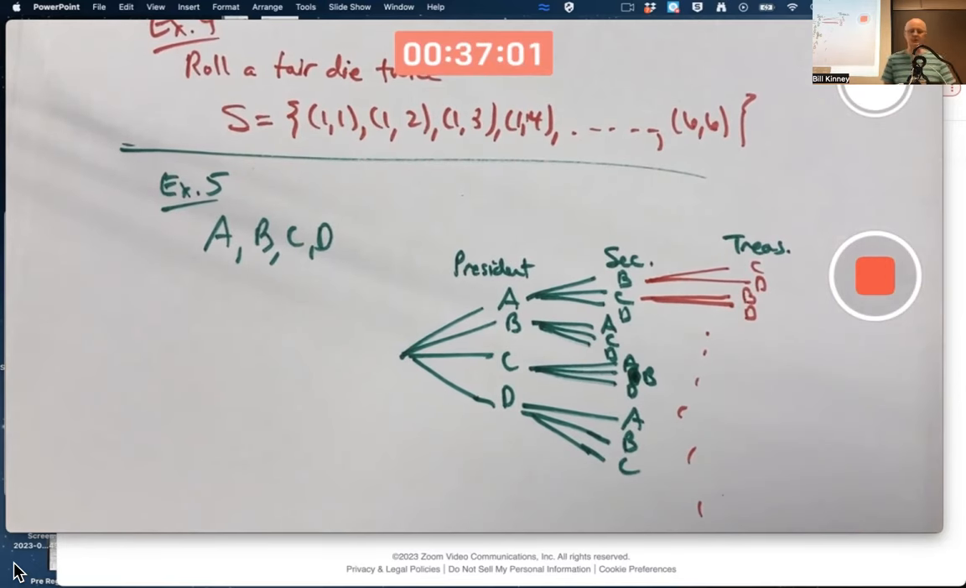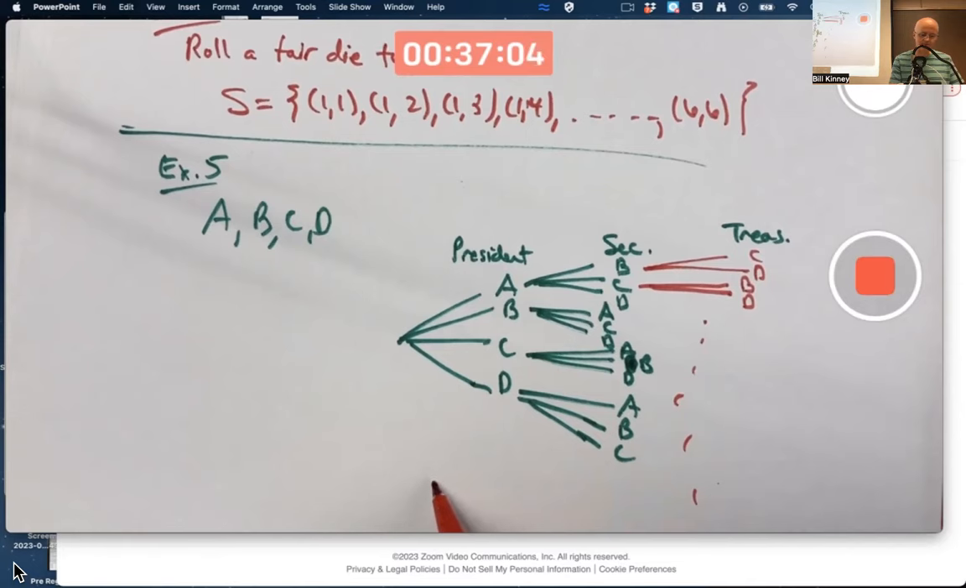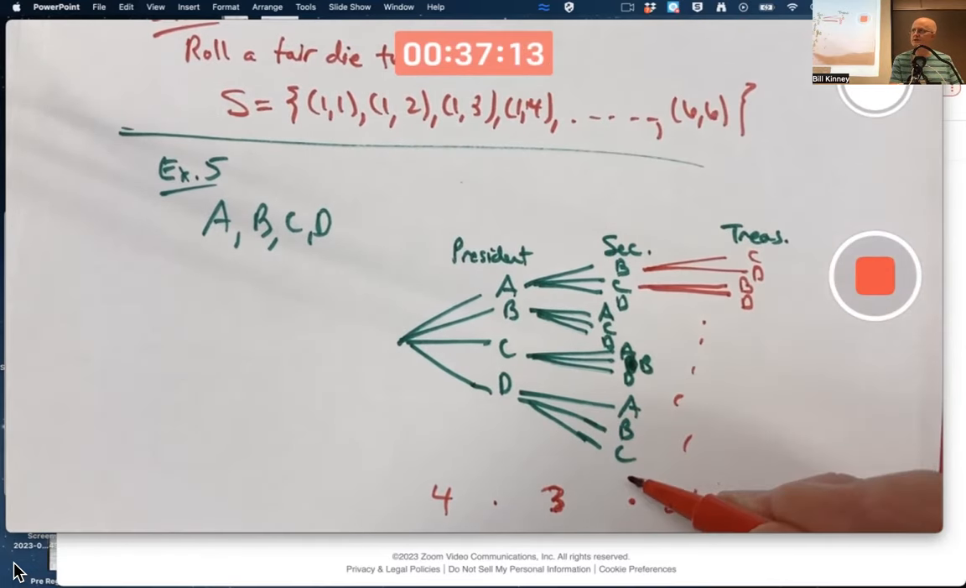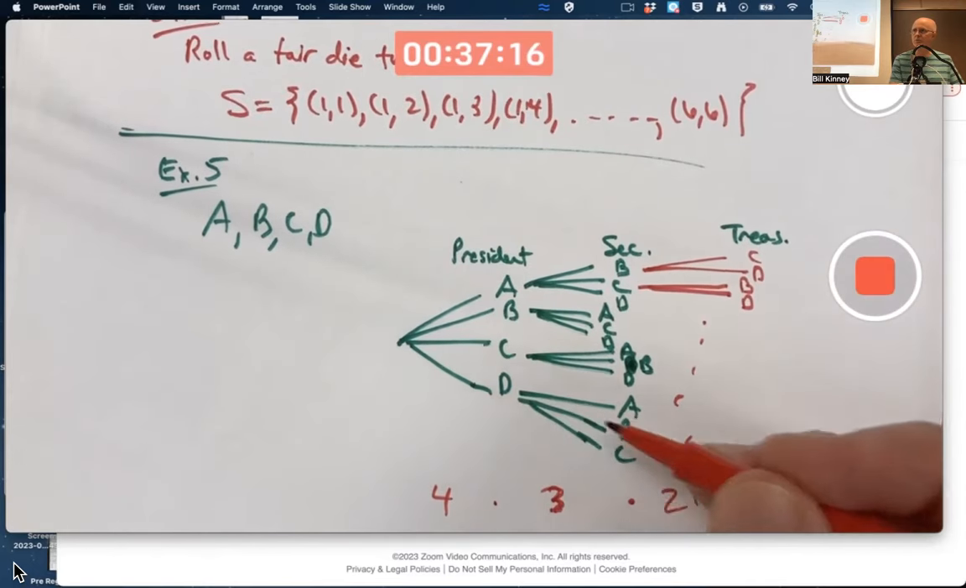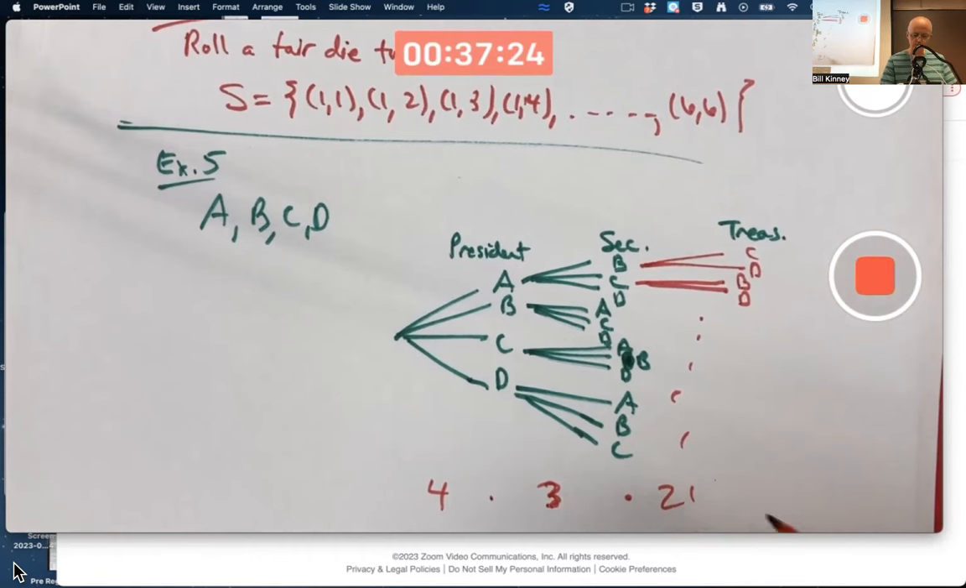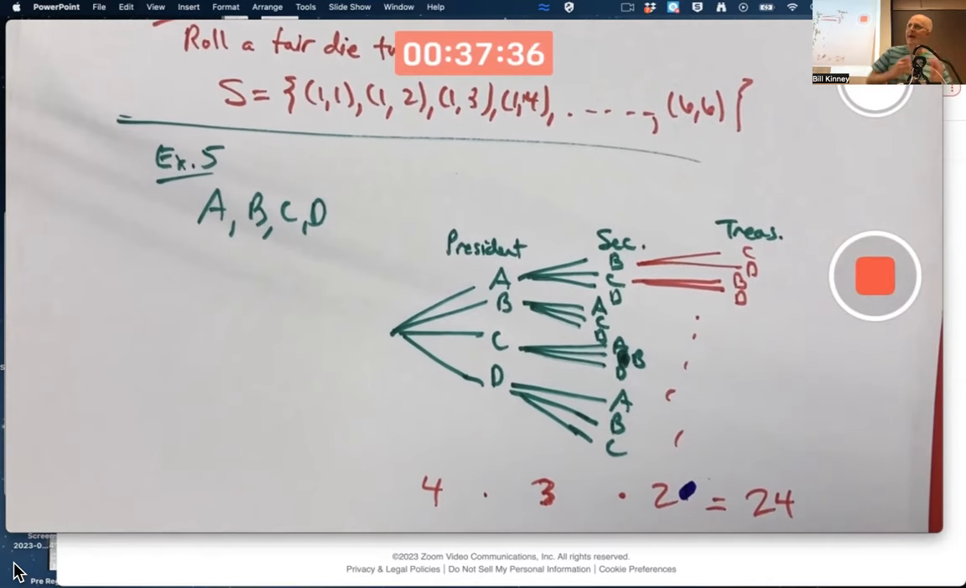How many paths are there through the tree diagram? Multiply 4 times 3 times 2, right? There's four branches initially. For each of those four branches, you've got three more branches attached. And for each of those two-branch paths, you've got two more branches attached. Altogether, you've got 4 times 3 times 2, which is 24 paths through the tree diagram, and therefore 24 ways you can choose a president, a secretary, and a treasurer.